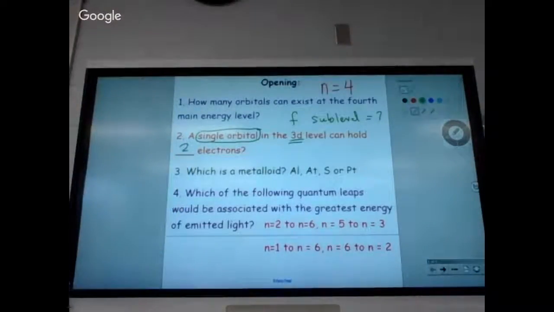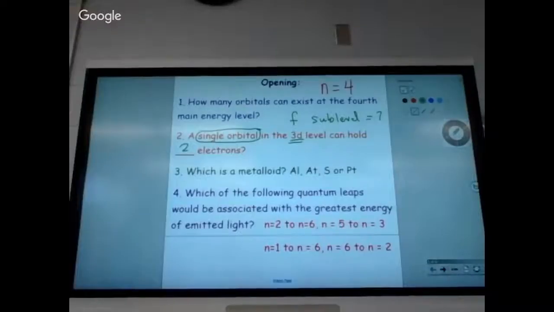No, because I said a single orbital. I could have put a single 2p orbital. A single orbital could have how many electrons? 2. Is why Diamond just told me it was stupid. But it's okay. I won't hold it against her.